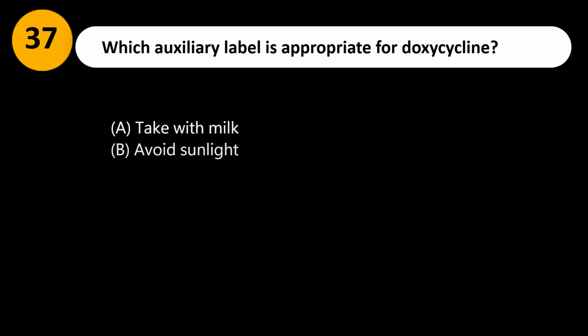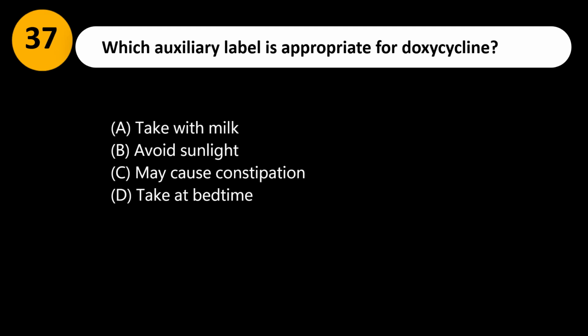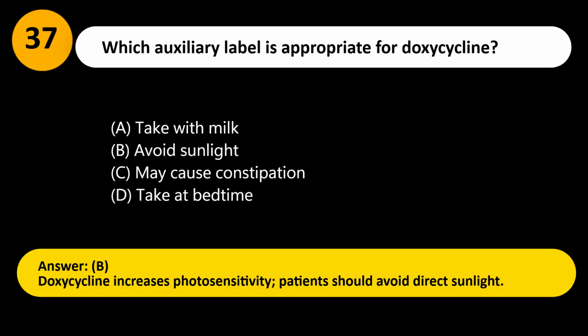Which auxiliary label is appropriate for doxycycline? A. Take with milk. B. Avoid sunlight. C. May cause constipation. D. Take at bedtime. Answer, B. Doxycycline increases photosensitivity. Patients should avoid direct sunlight.